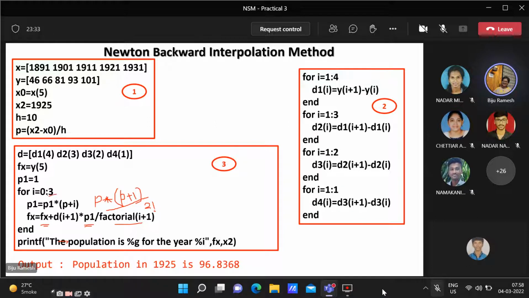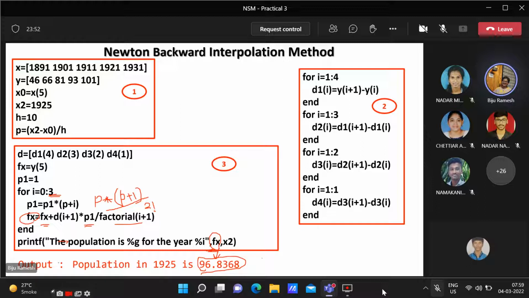Like this it will go on till 3. Then whatever you get here in fx will be your value. That is nothing but 96.8362 will be there in fx. Is it clear, students? If you have understood Newton forward, this is nothing. It is exactly the same.